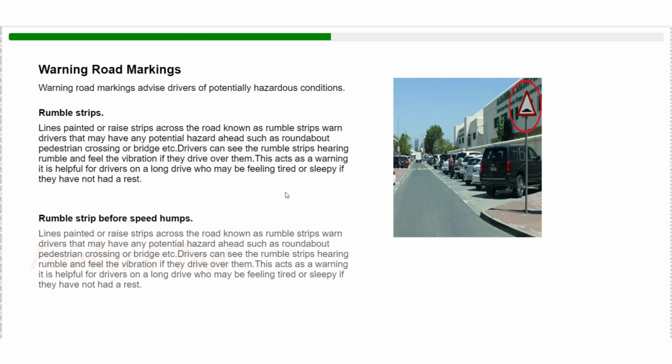Broken yellow lines completely across the full width of the road and shoulder warn motorists that there is a speed hump in the roadway. Speed hump warning signs will be used to give advance warning about the speed hump.